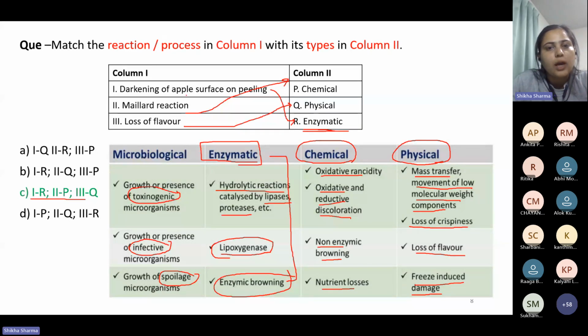So the darkening of apple is because of enzymes, enzymatic browning. The Maillard reaction is basically a chemical kind of process, and the loss of flavor or the loss of texture can relate to the physical type. Is it clear to everyone?